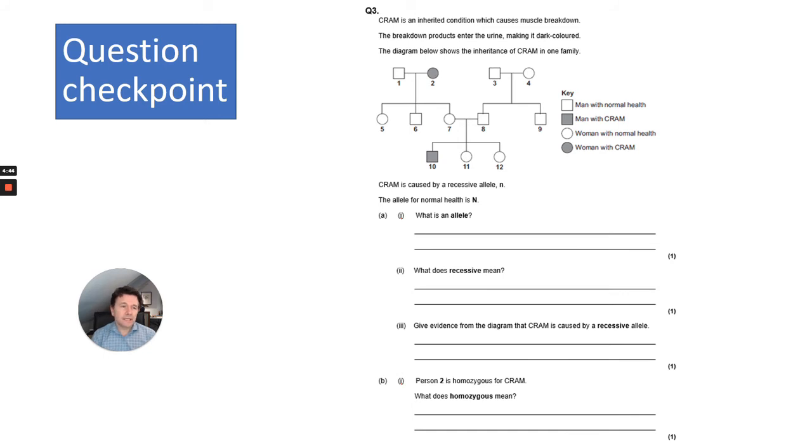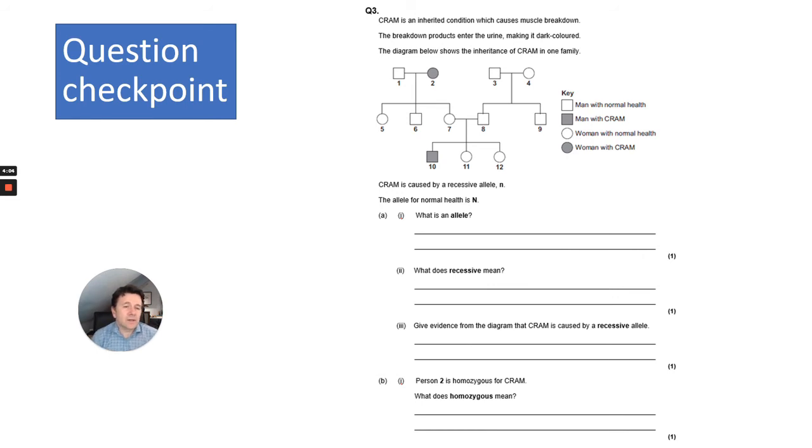So first of all, I'd like you to have a look at this question, and it talks about CRAM. CRAM is an inherited condition. Now, as you've noticed, I haven't told you anything about this inherited condition. Sometimes they may give you conditions you've never heard of, and you need to look at the information very carefully. The key bit of information there is that CRAM is caused by a recessive allele, lowercase n, and the allele for normal health is capital N. So have a look at it, and I'd like you to try and answer those questions. So pause in 3, 2, 1.